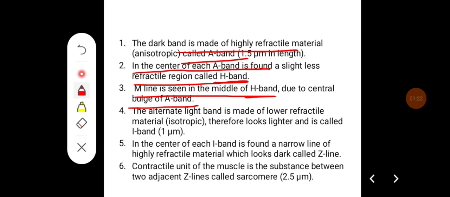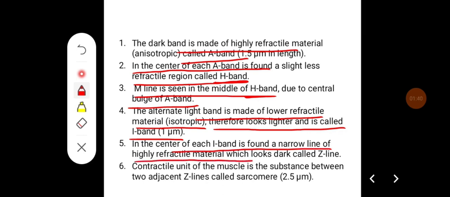The alternate light band is made up of lower refractile material, therefore it looks lighter and is called the I band, that is the isotropic band, which has a length of 1 micrometer. In the center of each I band is found a narrow line of highly refractile material which looks dark, called the Z line. The contractile unit of the muscle is the substance between two adjacent Z lines, which is called the sarcomere, and has a length of 2.5 microns.